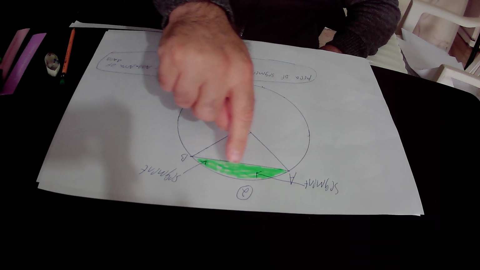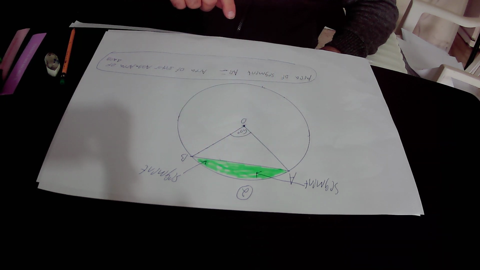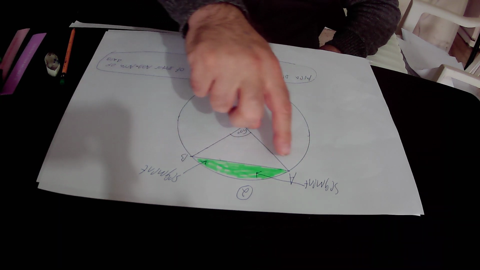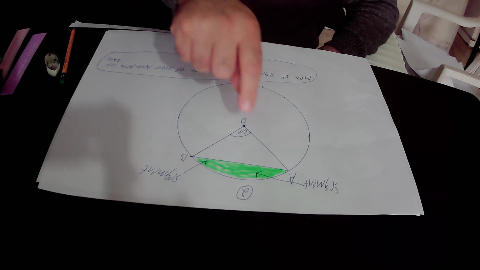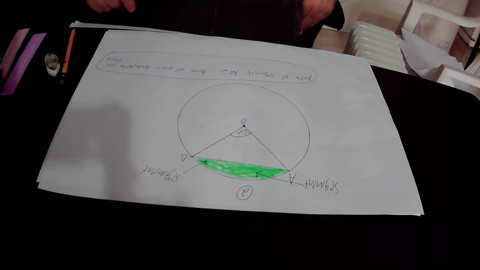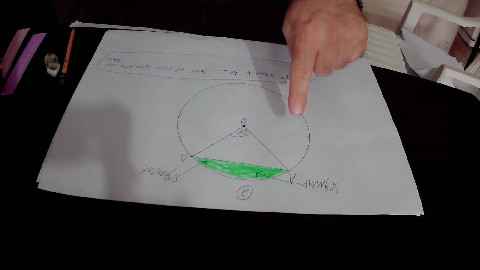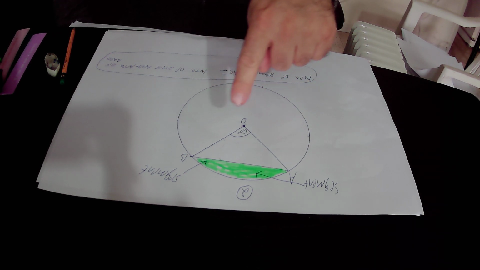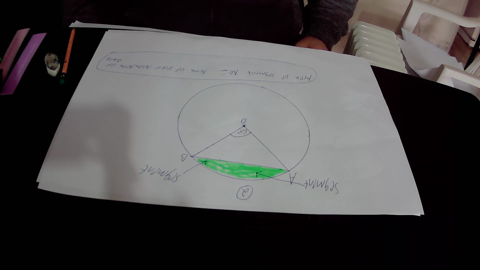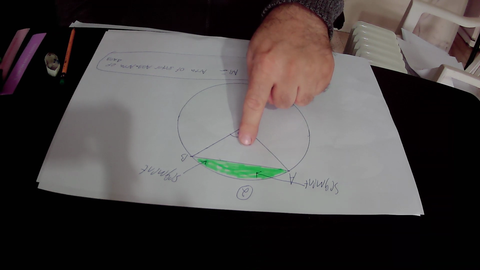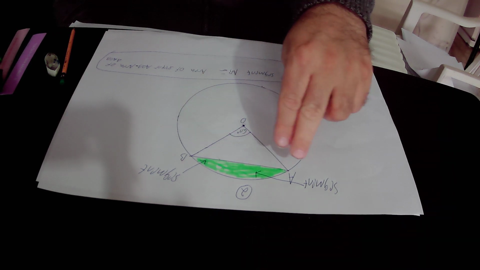The area of this segment AB will be equal to the area of sector AOB minus the area of triangle AOB. Again, the area of segment AB equals the area of sector AOB minus the area of triangle AOB. And we know that the area of the sector AOB will be equal to pi r square times 60 degrees over 360 degrees, minus the area of this triangle, will be equal to the area of segment AB.